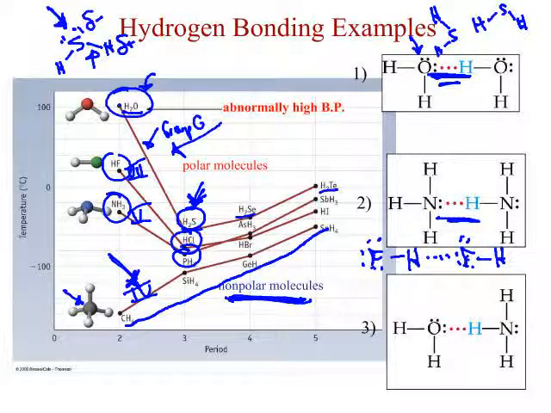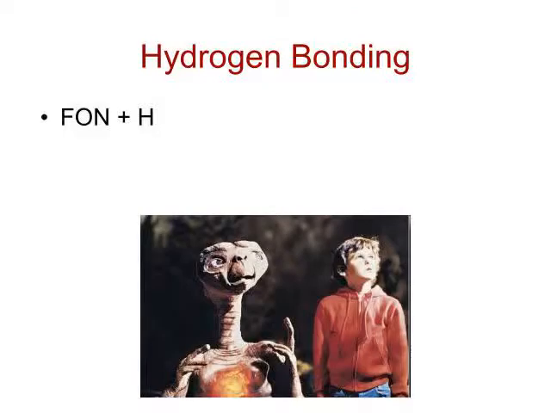Because you're going to say, well, Mr. Harper, this is kind of complicated to remember. Here is your guideline. To determine if something is capable of participating in hydrogen bonding, you're going to follow a very simple rule. What I usually ask people is, what does E.T. want? Who is this guy? For those of you who have never seen E.T., that is E.T.